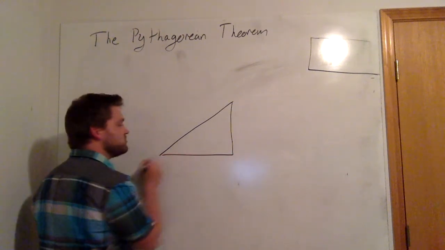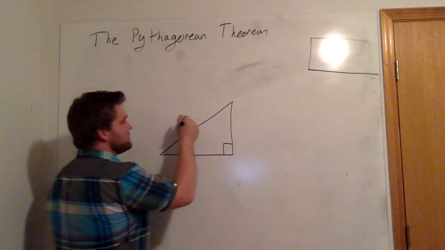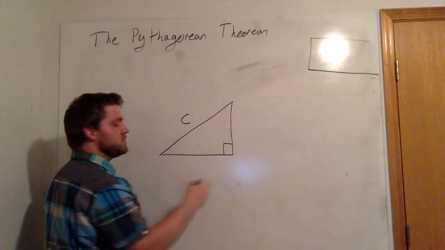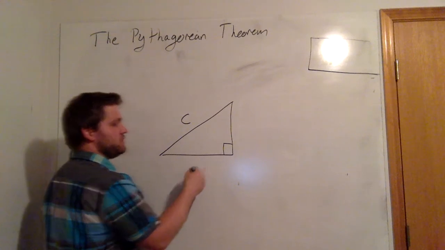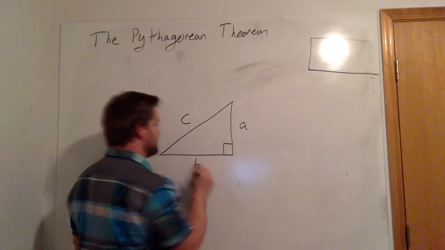So if I have a triangle, a right triangle, if this is the hypotenuse, we'll call it C. The hypotenuse is the longest side of the triangle. The other two sides is what we sometimes call the legs. Let's go ahead and label this A, and let's label this B.